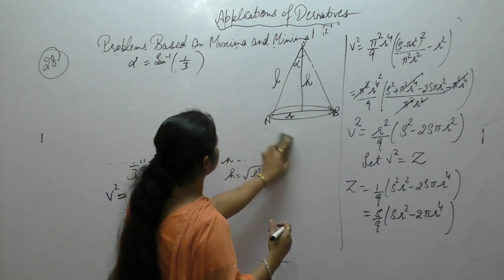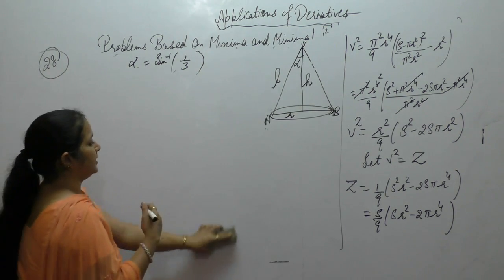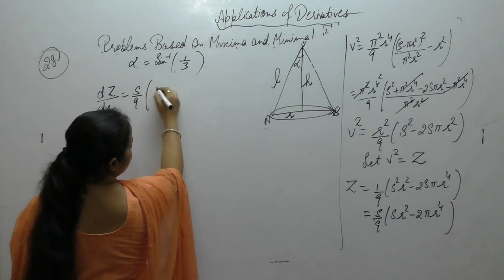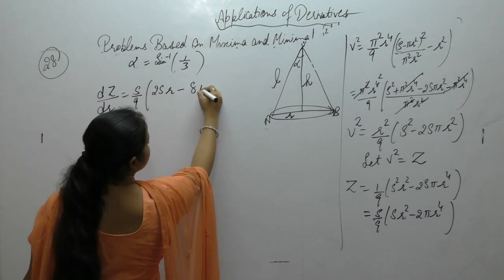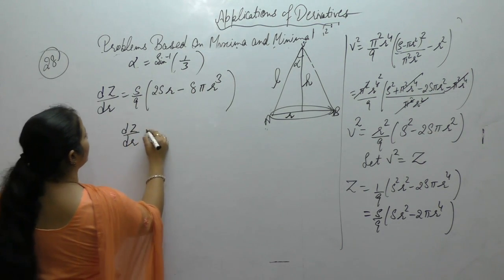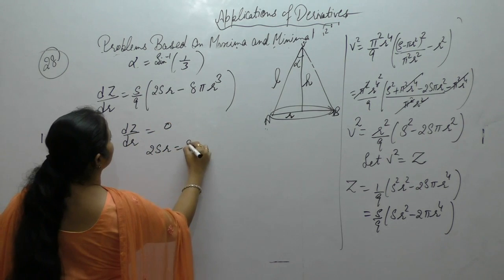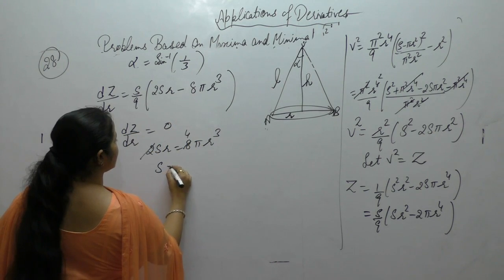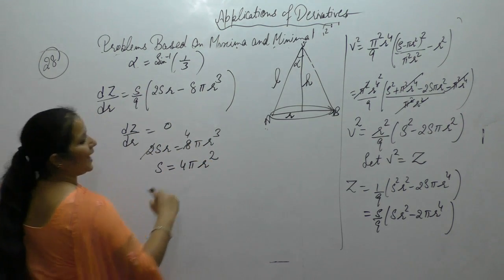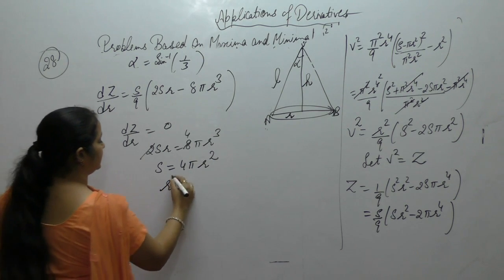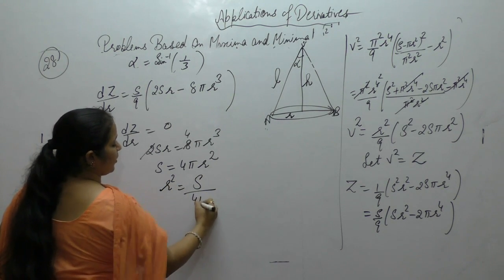Surface area has a constant value, therefore S is constant. Now differentiate with respect to r. S by 9 (2Sr minus 4 into 2, 8 pi r cube). Now put the first derivative equal to 0, we get 2Sr equals 8 pi r cube, so S is equal to 4 pi r square. Clear? R square is S upon 4 pi.